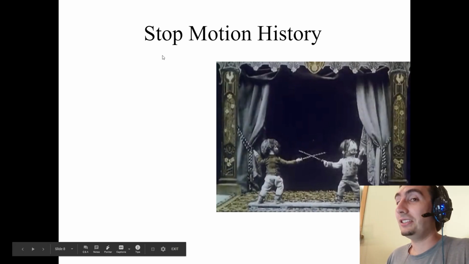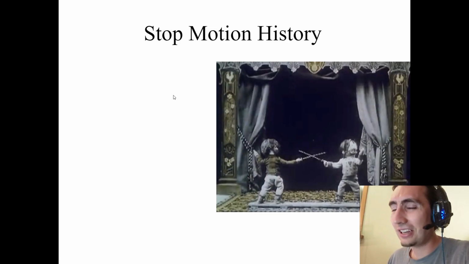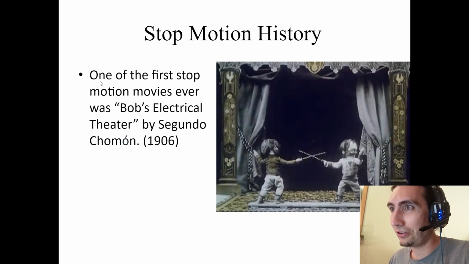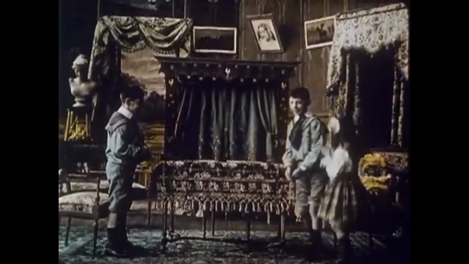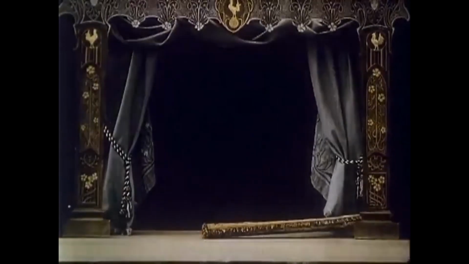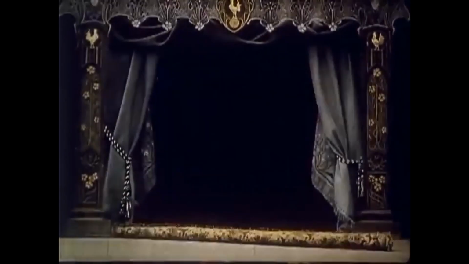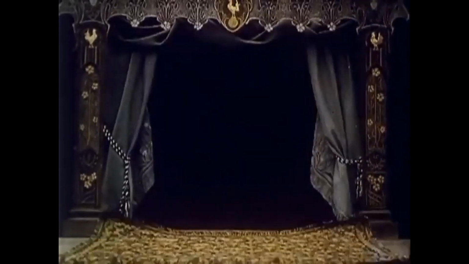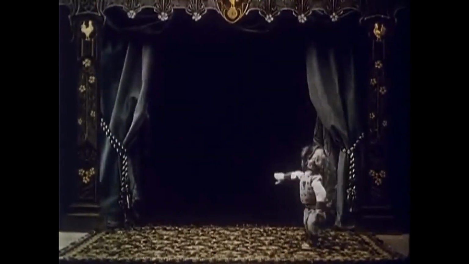Stop motion history. Let's talk about stop motion from a long time ago. One of the first ever stop motion movies was Bob's Electrical Theater by Segundo Chomon, and that was made all the way back in 1906, that's almost 120 years ago now. And this movie was really good for its time. It looks like it could have been made just maybe even recently, actually.